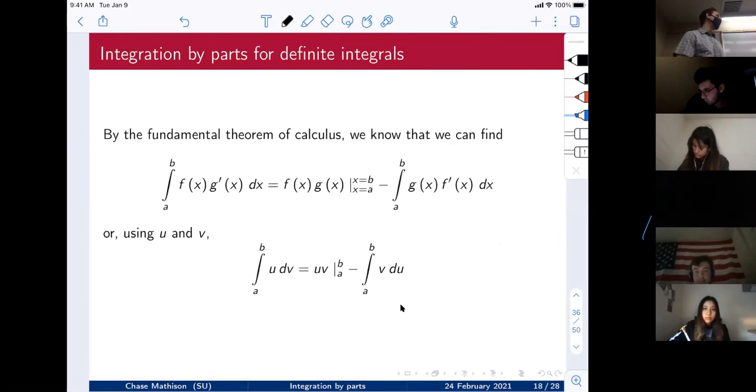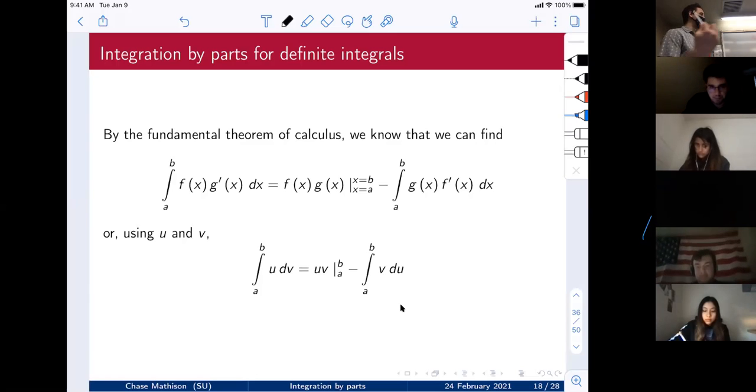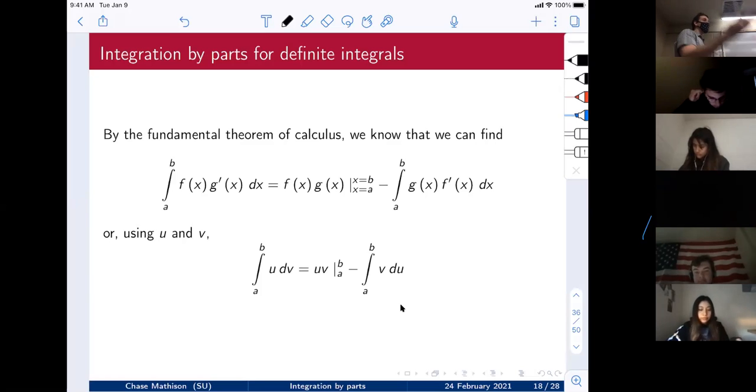That's written out in f's and g's. If I'm going to use u's and v's, which is much shorter, we can just write it as the integral from a to b of u dv is equal to u times v, evaluated at x equals a, x equals b, and then minus the integral from a to b of v du. So really all I'm saying here is if you want to do a definite integral, do the indefinite integral and then plug in. I mean, it's the fundamental theorem of calculus. I almost didn't even put this slide in here, but to be complete, I thought I should.